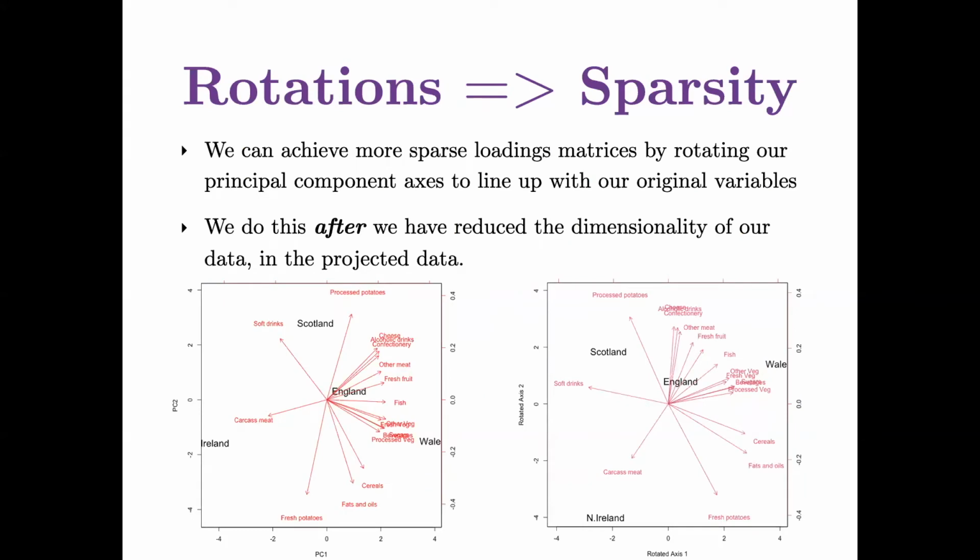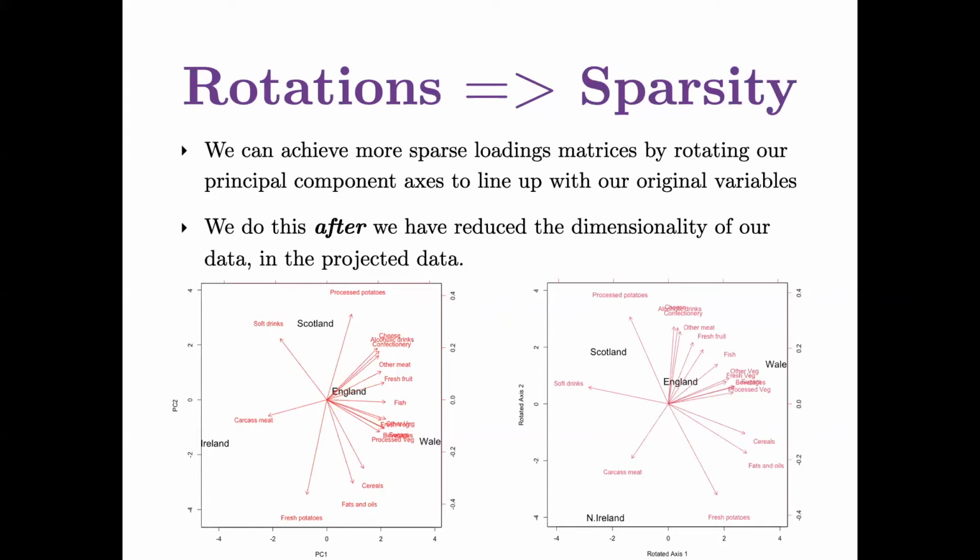And we do that through rotations of our components. Okay, so we can actually achieve a more sparse loading matrix by rotating our principal component axes to line up with our original variables. Now, we do this after we've reduced the dimensionality of our data.